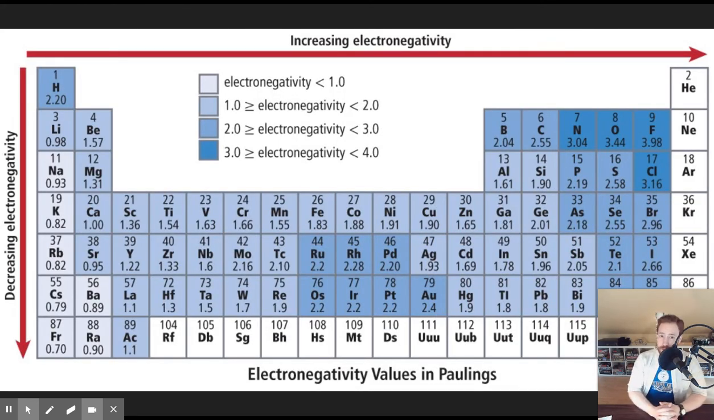Now, the other trend that we focused on is electronegativity. And just to review, electronegativity is a value that represents how strongly an atom is pulling on electrons, how strongly it attracts electrons, which is in reference both to its own electrons, like how strongly the nucleus is attracting its own electrons, as well as how strongly the atom is attracting the electrons of other atoms.